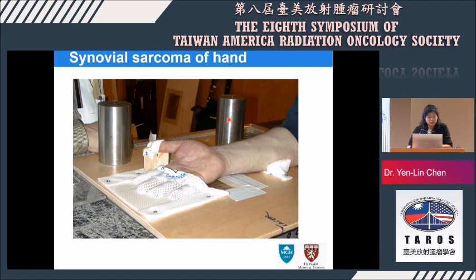Here's an example of a hand where in this particular case, the patient basically has the arm elevated above, and you can see that rigid immobilization for the thumb and the palm getting as much as possible out of the way.